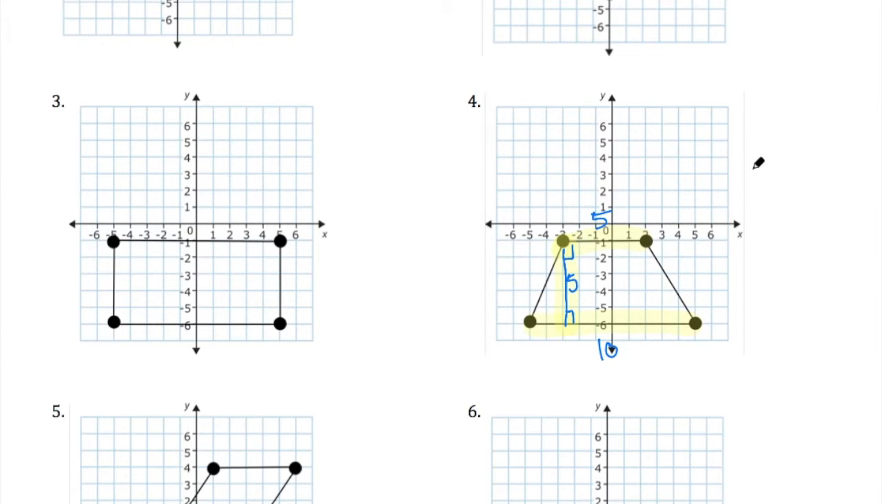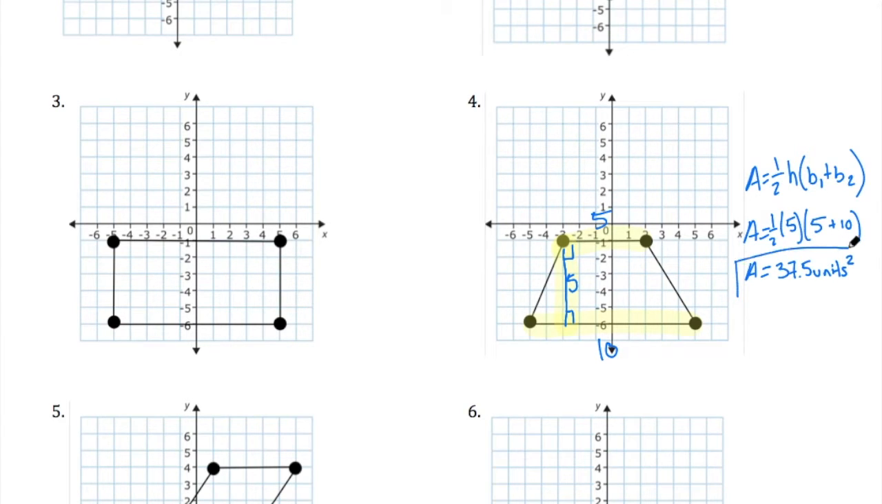Okay, so now we have all the information we need to use our trapezoid formula, 1/2 height times base 1 plus base 2. We'll plug in the numbers we have. That's 1/2 times 5 times the sum of 5 plus 10. So that's going to give us a total of 37.5 units squared.